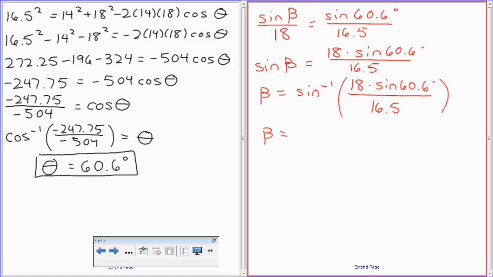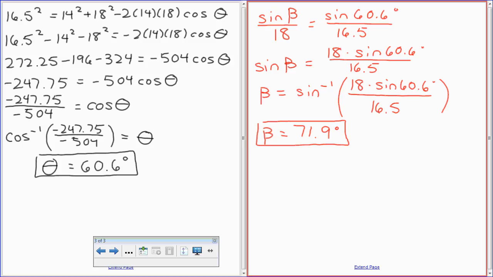Chris, go. 71.88 degrees. I call that 71.9 because we're rounding to one decimal, if you remember. Somebody gets that, everyone else got 71.9 or something close to it? Yes? Okay.